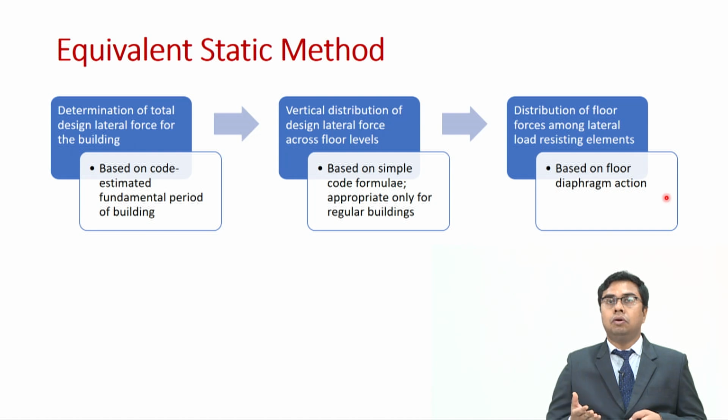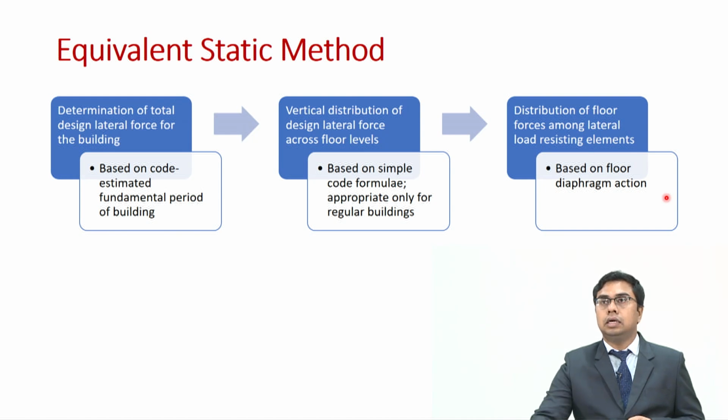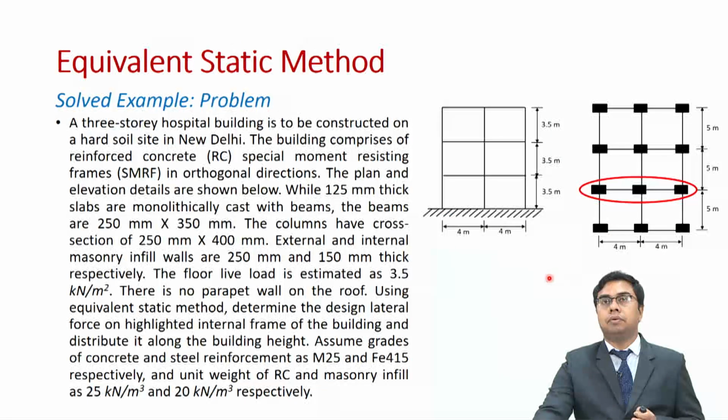However, many global codes also suggest that the distribution can be done in proportion to the tributary area in that case. We have also seen how we classify our slab action, whether it is a rigid diaphragm action or a flexible diaphragm action. Now, once we have this understanding, let us get into the example problem.